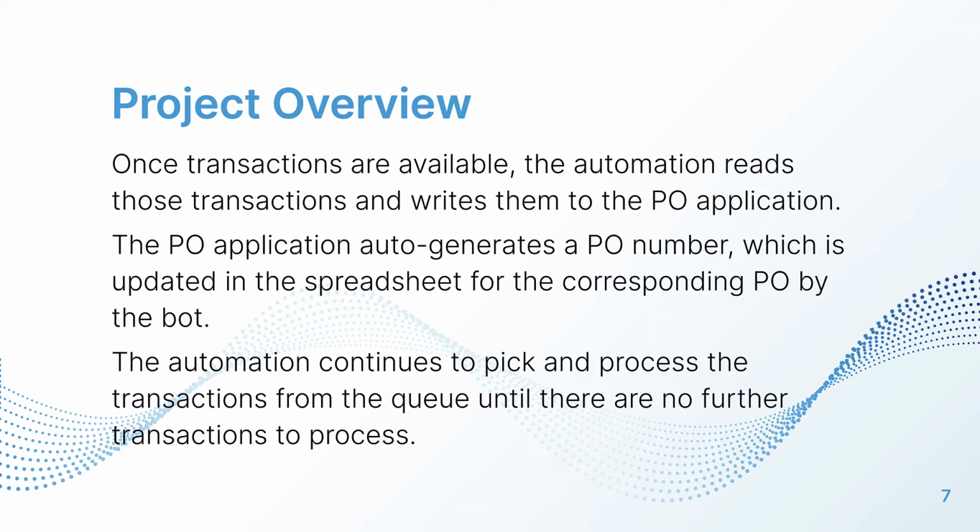Then, once the transactions are available in the orchestrator queue, the automation reads these transactions and writes them into the purchase order application, which is Apptivo. Then, the purchase order application auto-generates a PO number, which we will use to update the spreadsheet. The automation will continue to pick and process the transaction until there are no more transactions in the orchestrator queue.